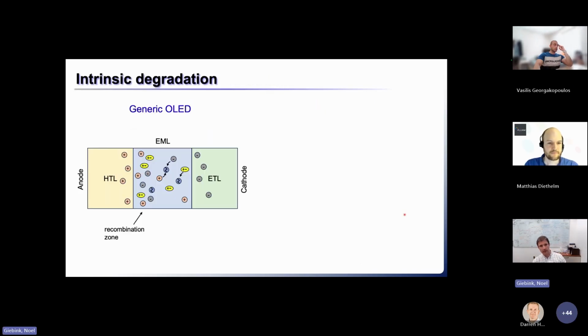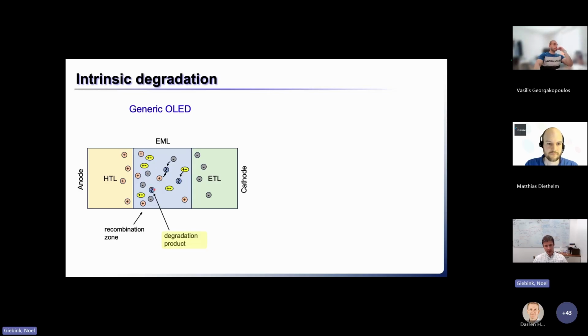Now, the picture that we have for intrinsic degradation usually looks something like this. We've got a generic OLED, the hole transport layer on the left, electron transport layer on the right, an emissive layer here in the middle. And usually your charge carriers and your excitons are concentrated in some portion of the emissive layer. We call that the recombination zone. And then for various different reasons, molecules can break. So you're essentially breaking a bond, and then that leads to molecular fragments that may undergo secondary reactions. When all is said and done, we call that a degradation product.